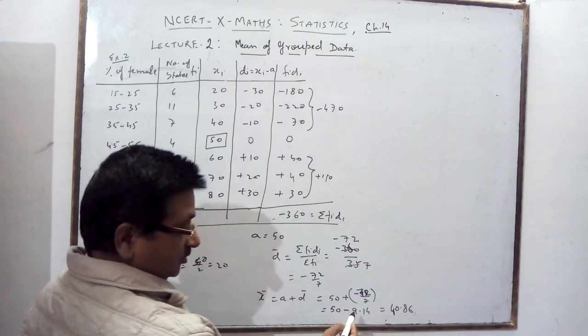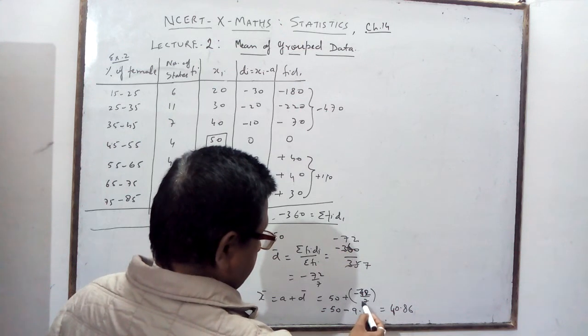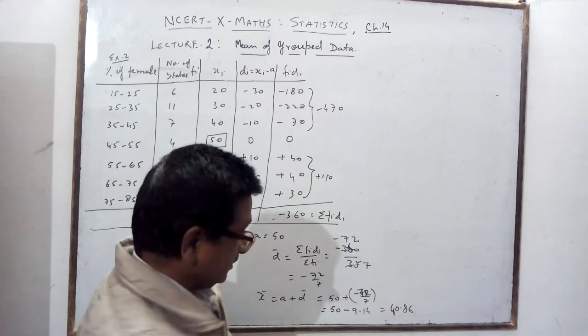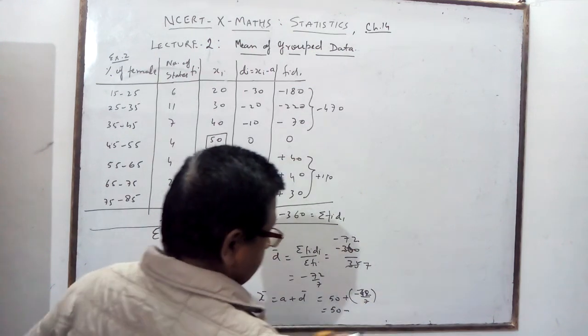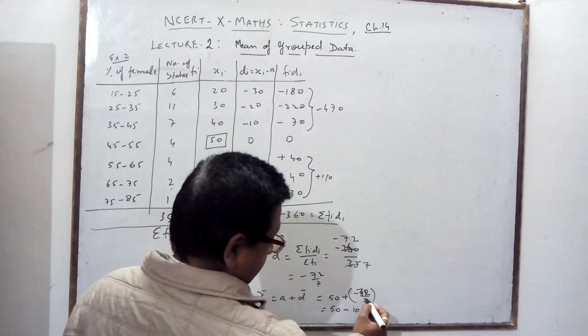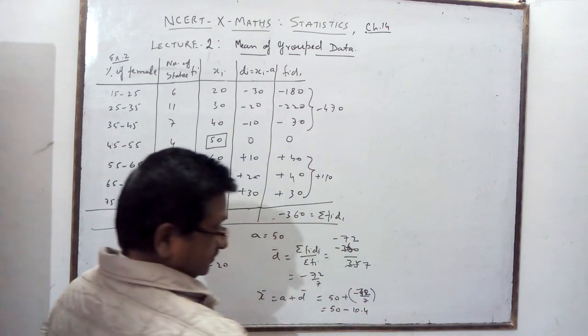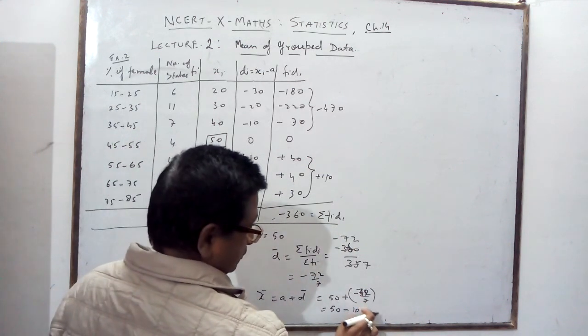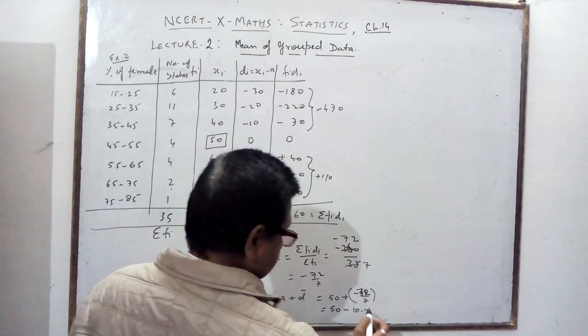And then 72 divided by 7, the answer will be changed. So that's a minor change here. So you will get 10.4. 7 2 is 14.